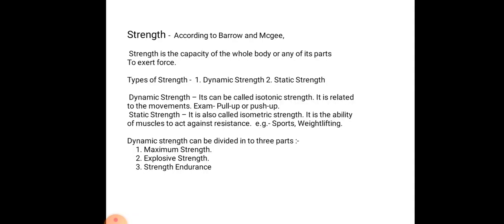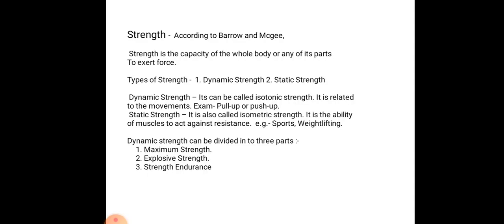What is dynamic strength? Dynamic strength can be called isotonic strength. It is related to movement, for example pull-ups and push-ups. Static strength is called isometric strength. It is the ability of muscles to act against resistance, for example in isometric sports or weightlifting.